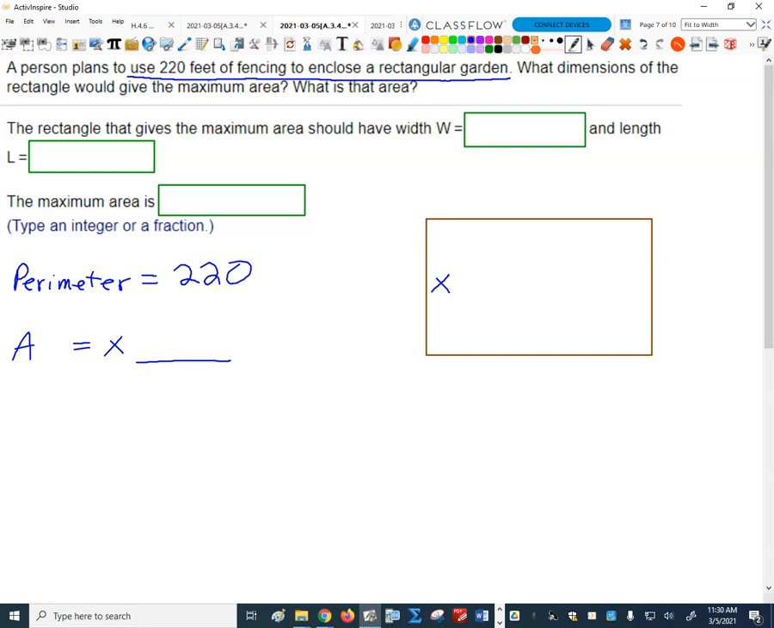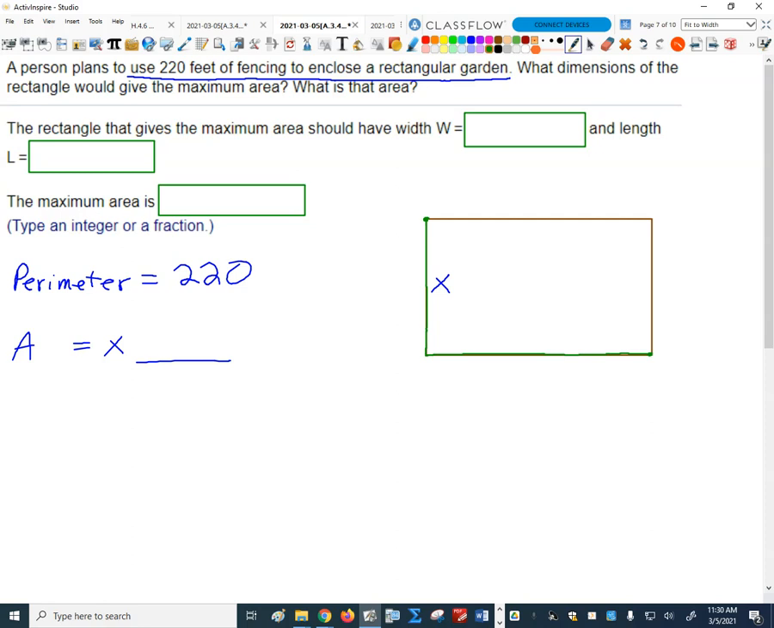Okay, let's be a little tricky about this. If the perimeter is 220, then what would half the perimeter be? What if I started in the upper left corner and walked all the way down to the lower right corner? What is that green distance if the total perimeter is 220? Okay, everybody agree it's 110.